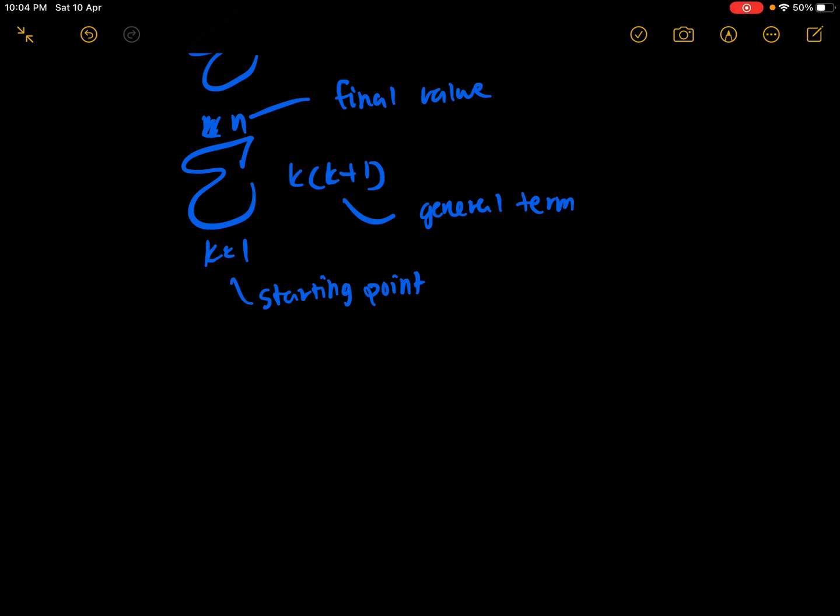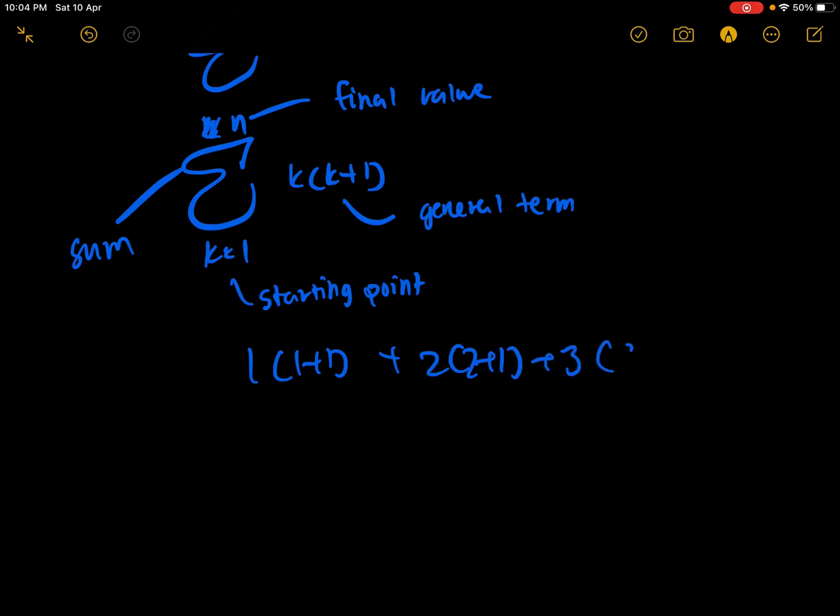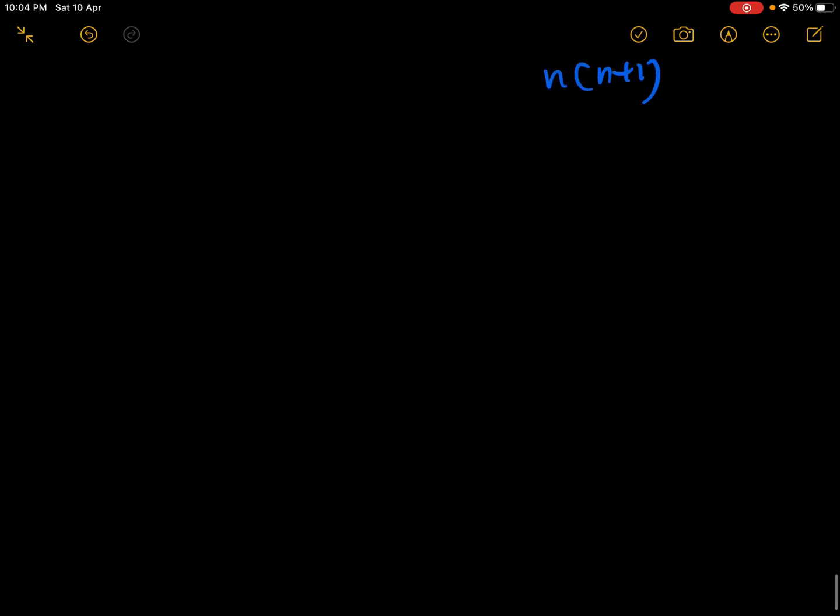So what this means is, you let k equal 1, and then count up all the way to n, and then add them all together. This thing itself means sum. So it'll be 1 plus 1, plus 2 plus 1, plus 3 plus 1, until n plus 1. So yeah, that's how sigma works.